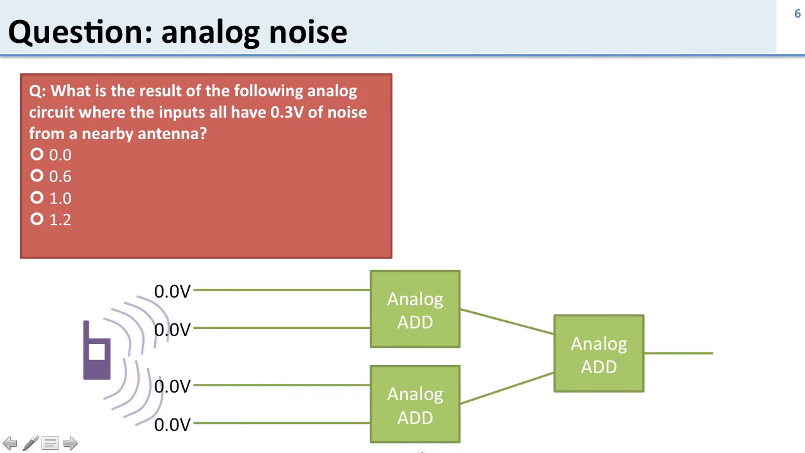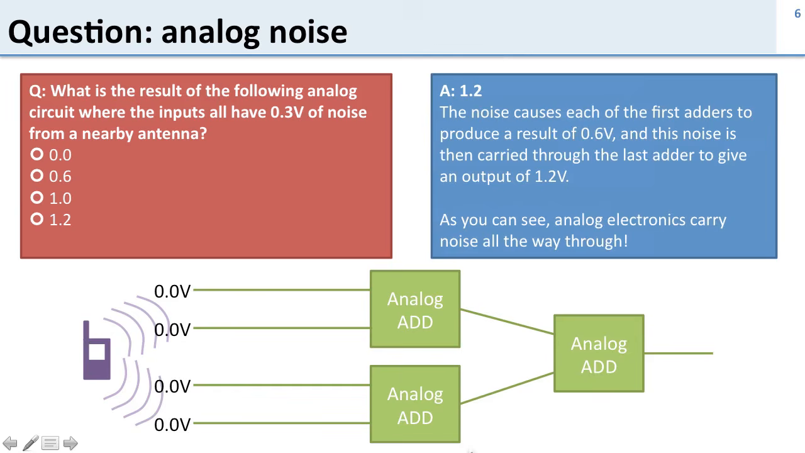Now here's a question. What's the result of the following analog circuit where the inputs all have 0.3 volts of noise from a nearby antenna? Well, the output here is going to be 1.2 volts. You can look and see what happens. Here are 0 volt inputs, got our noise from our antenna, so we have 0.3 volts on all these inputs here. These are analog adders, so the noise goes right through them.